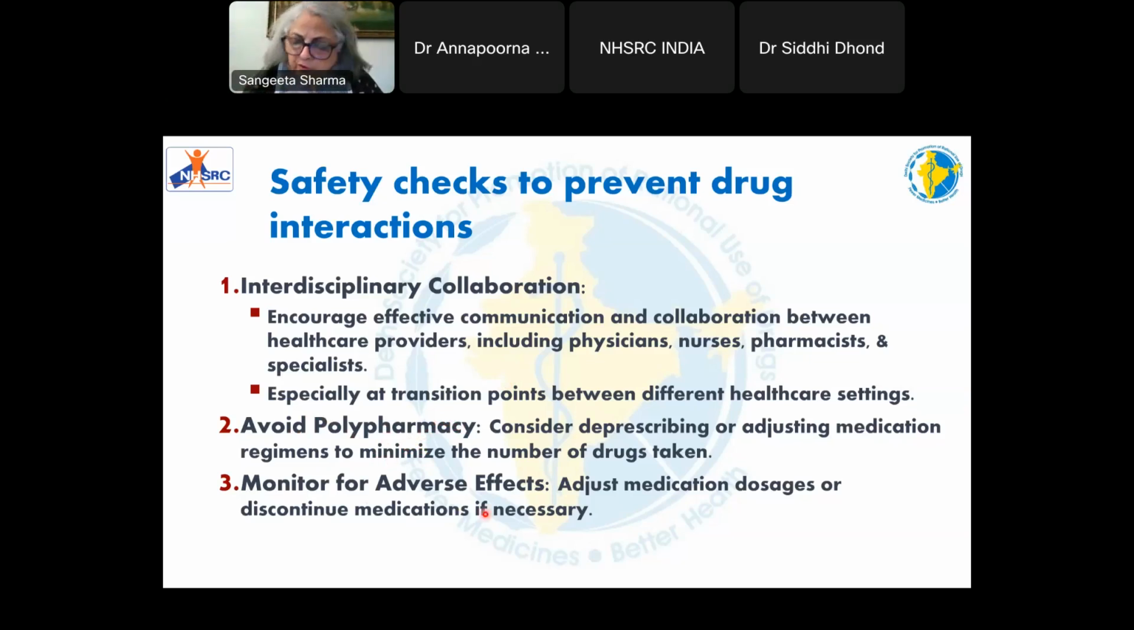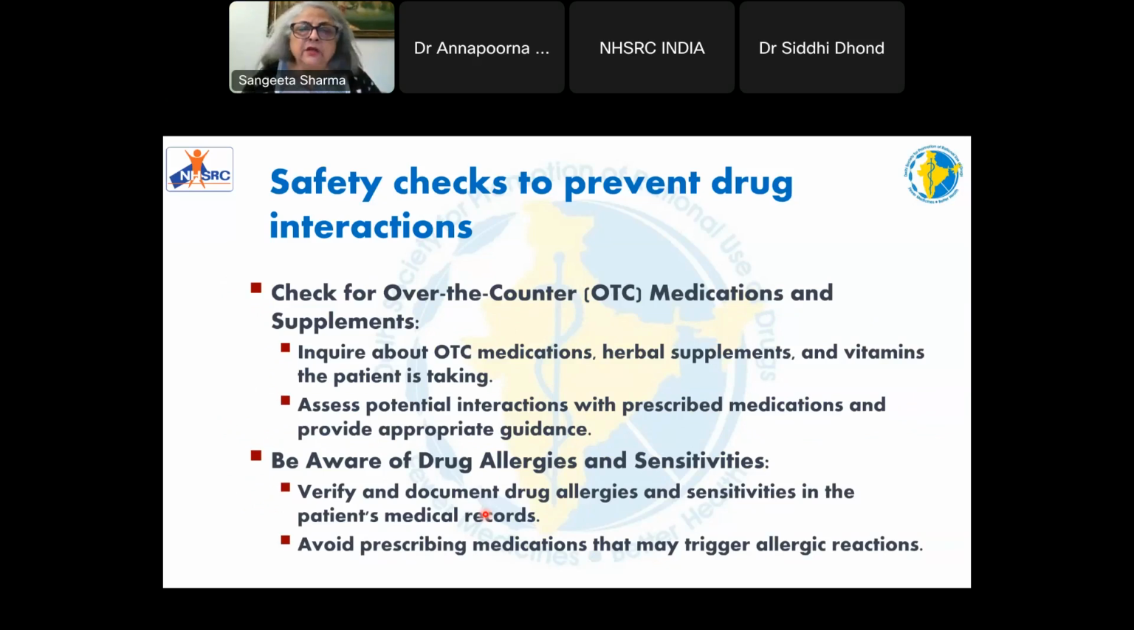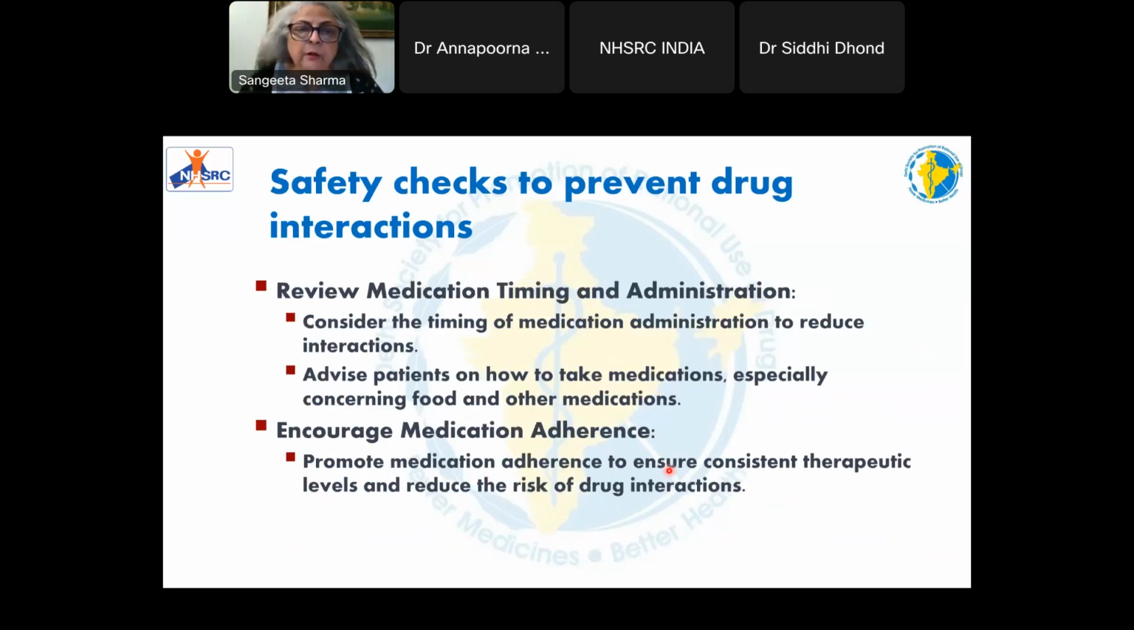Then look for adverse effects, check for over-the-counter medicines, beware of drug allergies and sensitivities, and review medication timings and administration to avoid these drug interactions. Iron and calcium, I gave you the example. Antacids and the antibiotics, these are the common ones which we use. So review their timings, how they are being taken, and encourage medication adherence.